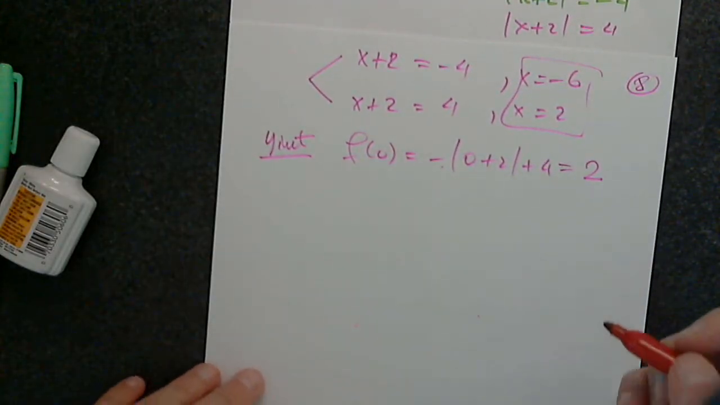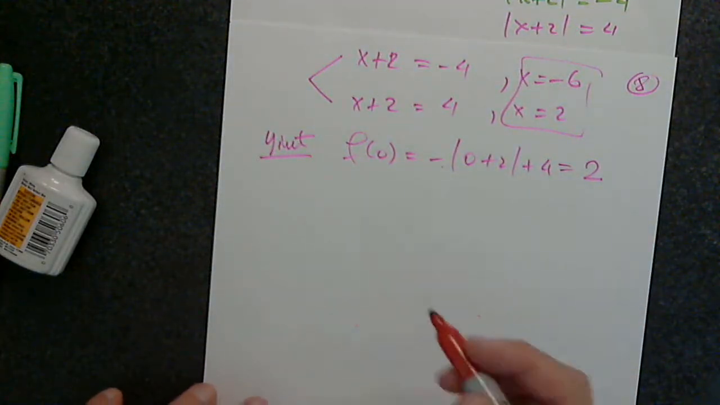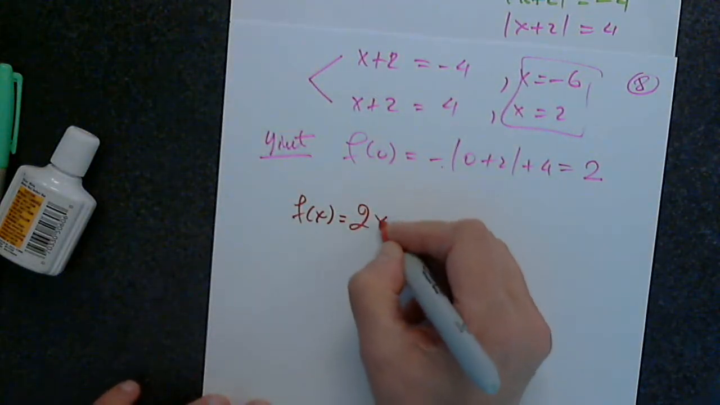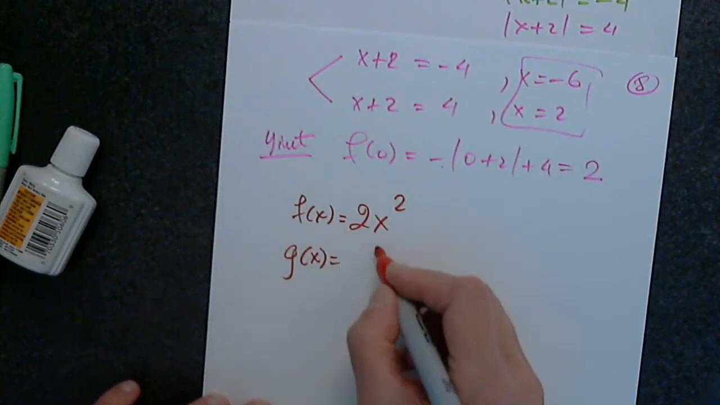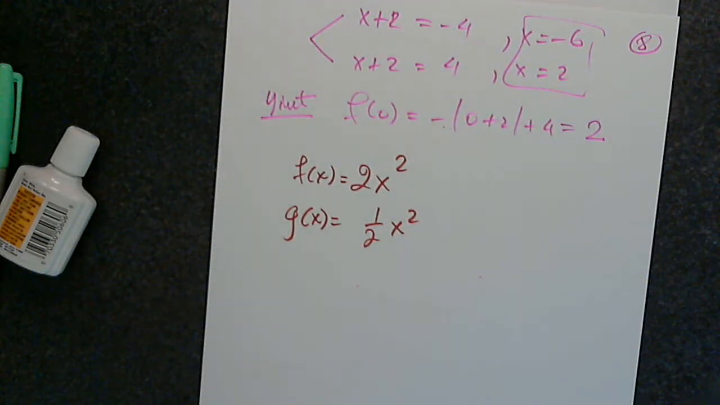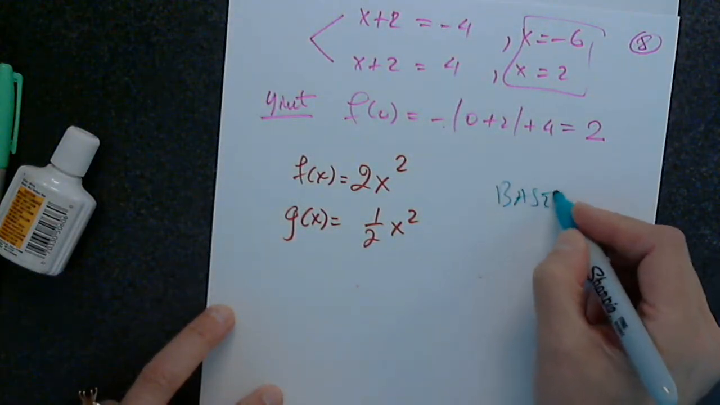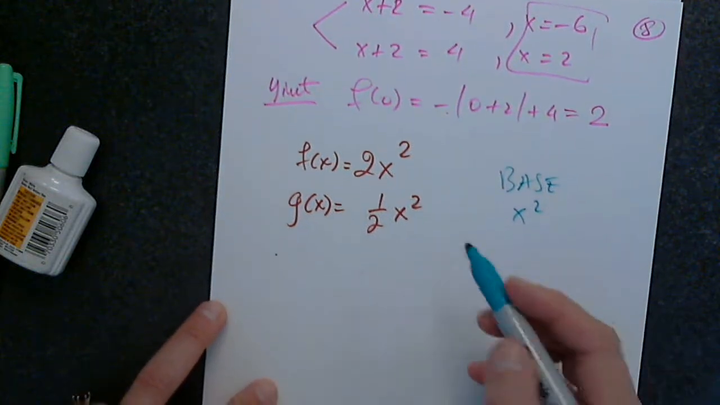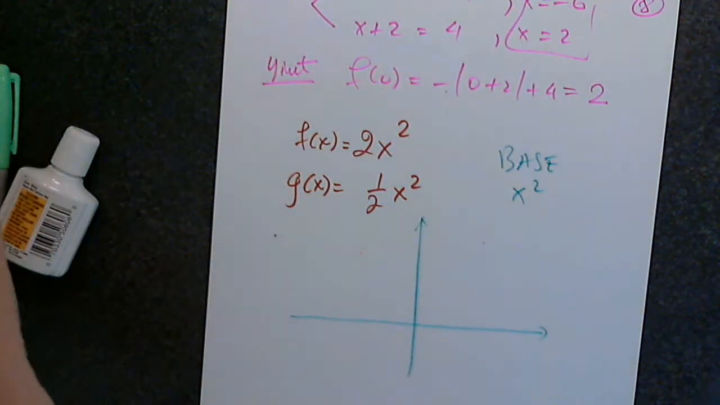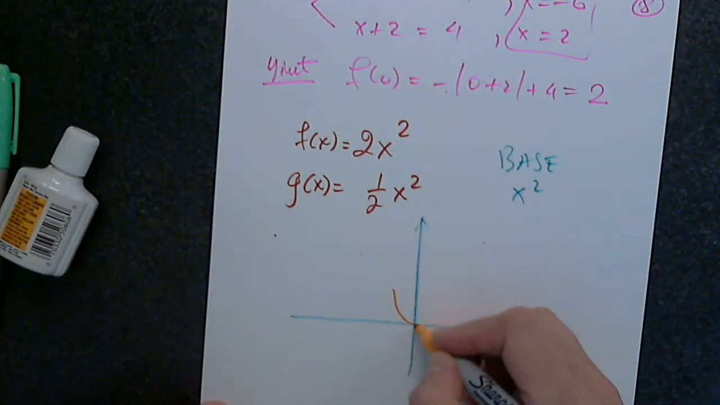Okay, so let's take a look at the following. Any questions for me? Any questions? Anything? So let's look at 2x squared and g of x, let's say 1/2 x squared. Can anyone give us the base function here? Which function did I use? Correct. So the base function is x squared. And let's graph it. Here is x squared. We've been graphing x squared for quite a while.